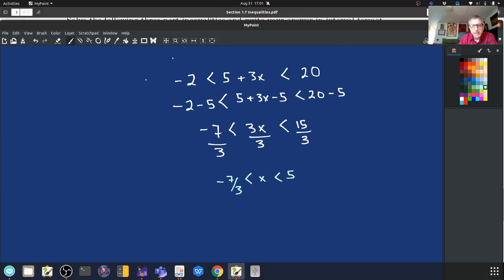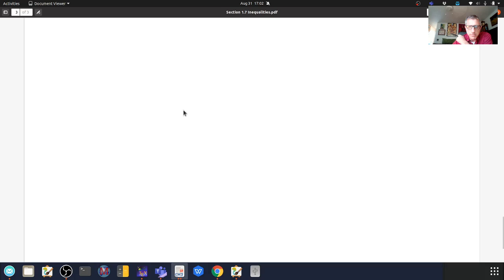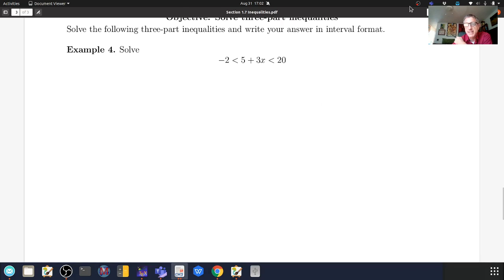And this is really easy to write as an interval just straight away. Minus 7/3 is not included, but it's all numbers x greater than minus 7/3 but less than 5. So 5 is not included either. So that is the answer in interval format to my original inequality. Okay, that's it. That's it for 1.7.